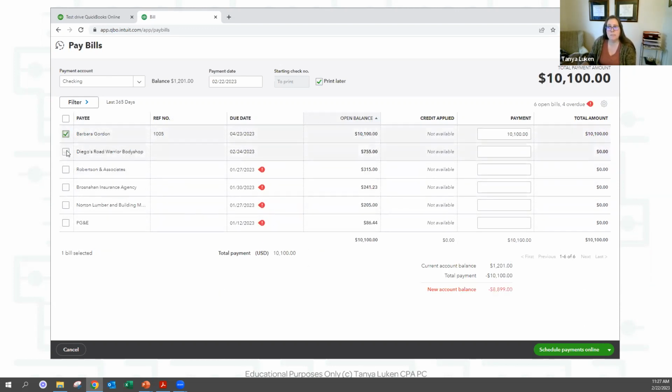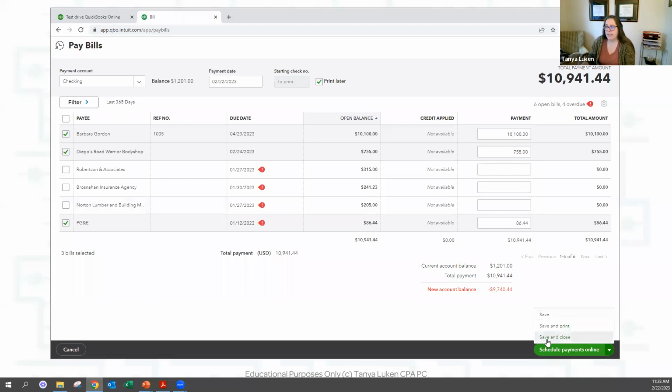You don't have to do them all at once if you're going to pay a whole bunch. You can come in and pick them one at a time. The beauty of the pay bill screen, though, is that it allows you to do them at once. So let's say I want to pay these three, and I'm going to print my checks. Okay.